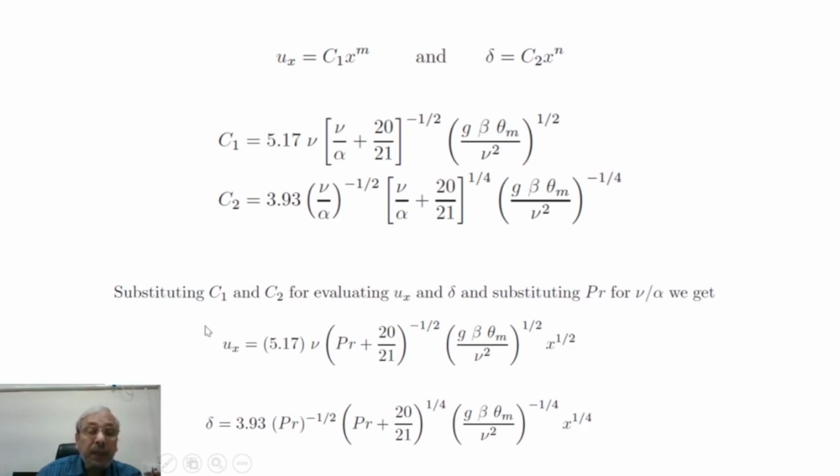Having obtained ux, that means the velocity profile and the growth rate of the boundary layer, we will move forward to find out the temperature distribution and subsequently the heat transfer at the plate, at the vertical wall, at different locations from the leading edge. Rest of the calculations we will perform in the next class.